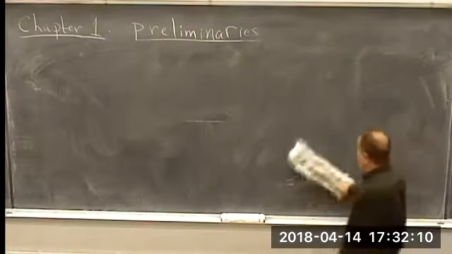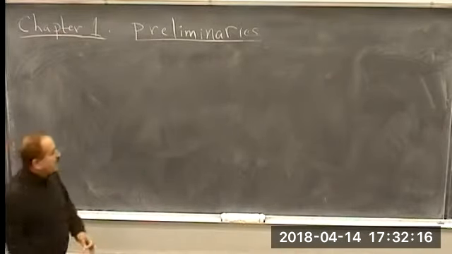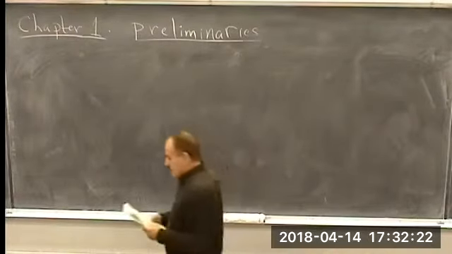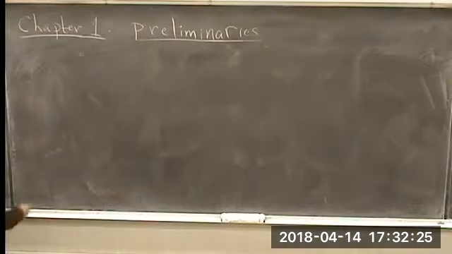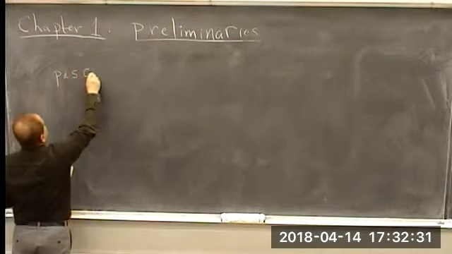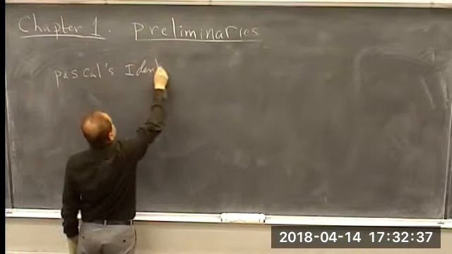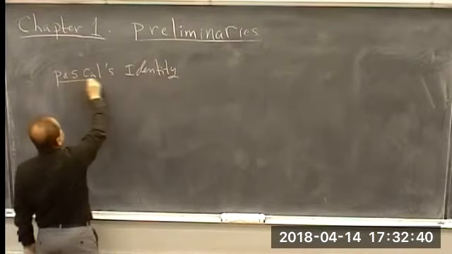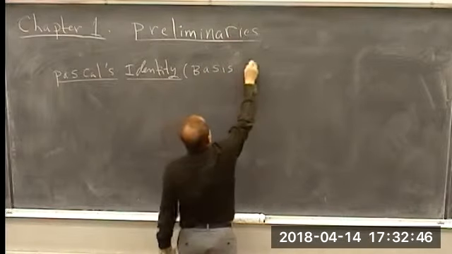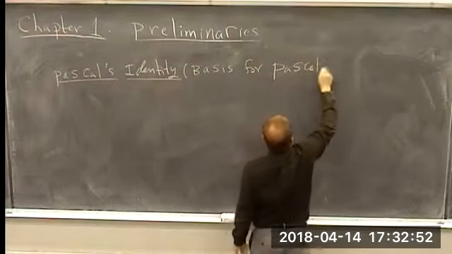All right, now we need to prepare for proving the binomial theorem. To do that, I need another result called Pascal's identity. Actually, this is the basis for Pascal's triangle.